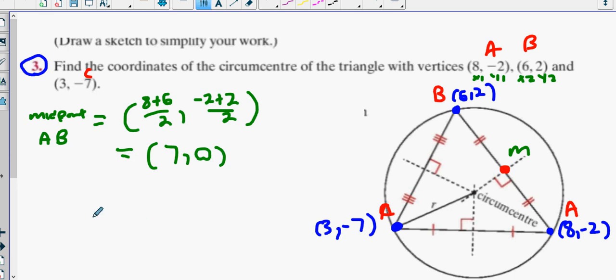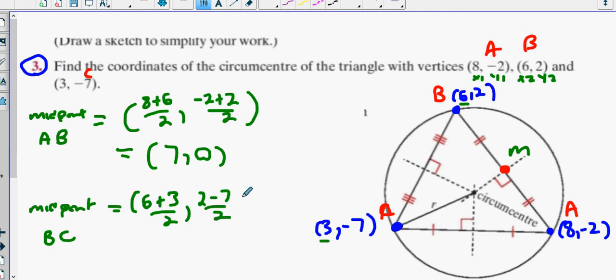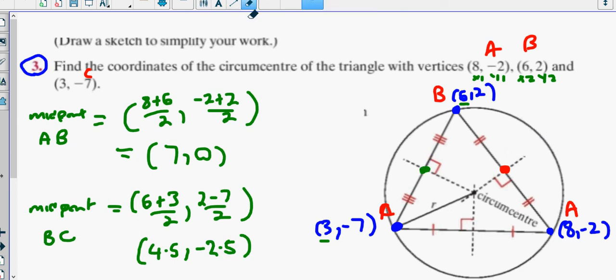While I'm on the midpoint formulas, I might as well do the midpoint of BC. Alright, BC is 6 plus 3 divided by 2, and 2 take away 7 divided by 2. This one's a bit more awkward. It's 4.5 and minus 2.5. So I've successfully got the midpoints. I'll just label them something different. Q and R are the midpoints of AB and BC.